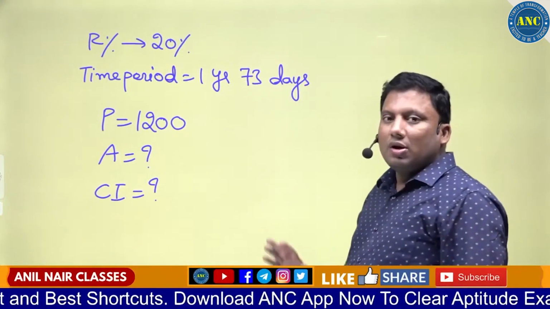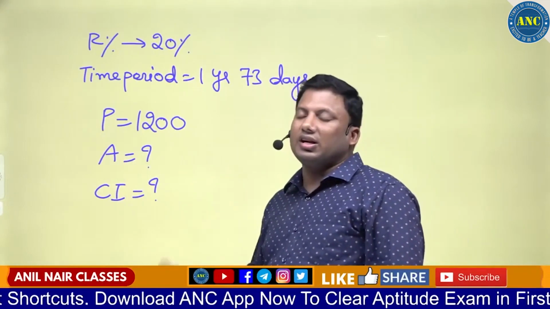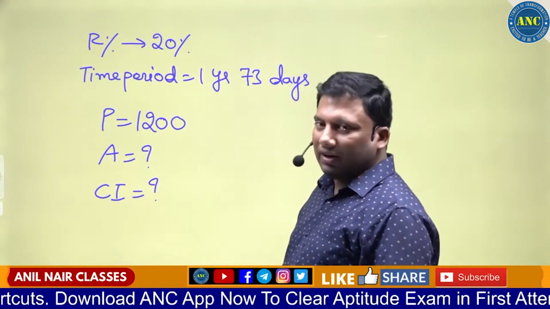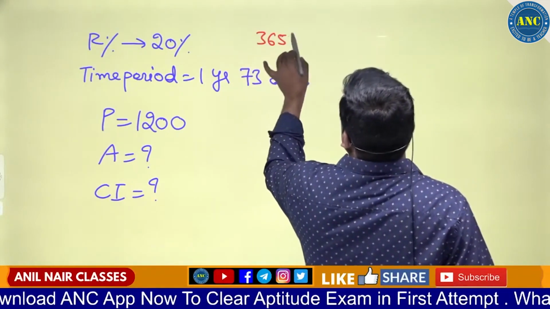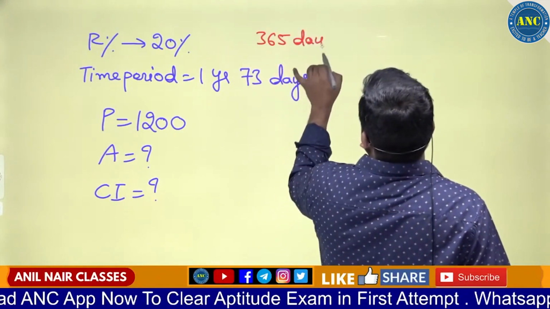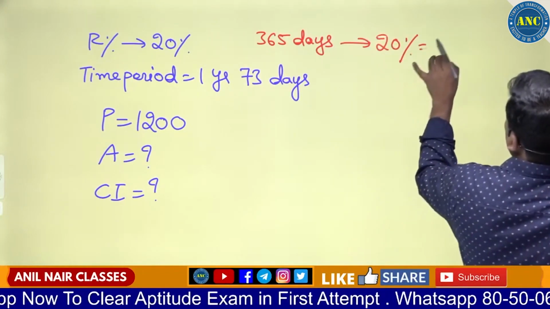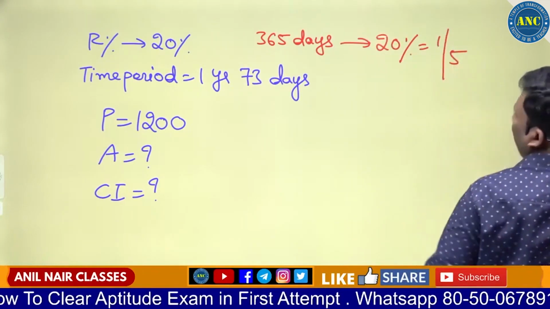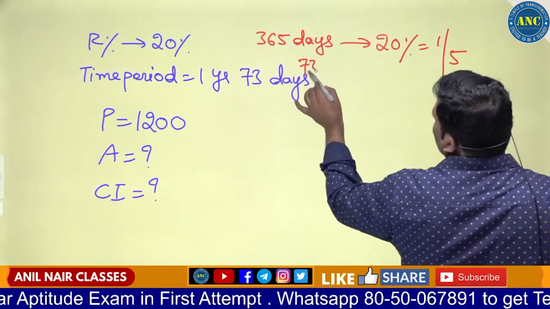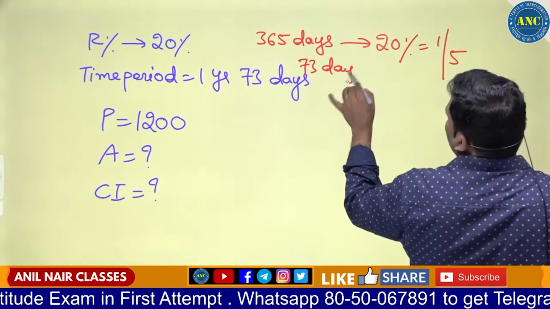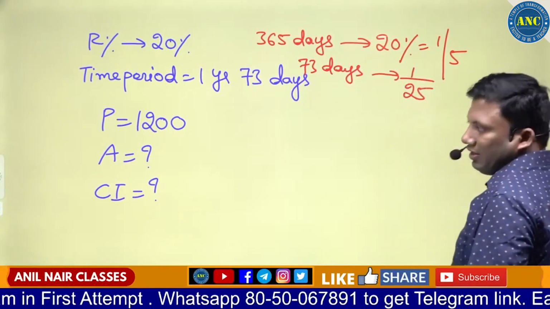This is the question. Most of you are not very good in fundamentals. They think that it is some advanced level question. If nothing is given, it is a non-leap year. That means 365 days. It is 20%, which is 1 by 5. But I want 73 days. It is 1/5 of 1 by 5, 1 by 25.